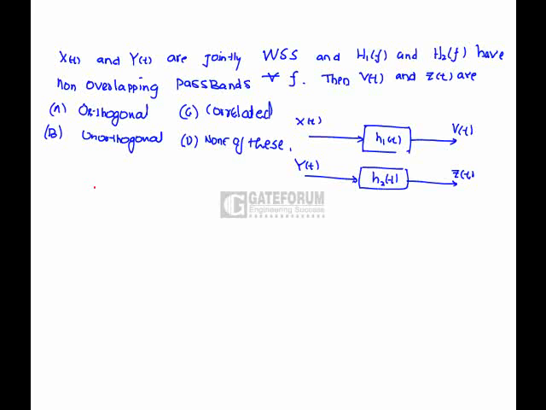X of t and Y of t are jointly wide-sense stationary processes, and H1 of f and H2 of f, the filter functions, have non-overlapping pass bands for all f. Then V of t and Z of t are. If we calculate the cross power spectral density between the two signals V of t and Z of t, we will get S_VZ of f equals H1 of f, conjugate of H2 of f, into S_XY of f.